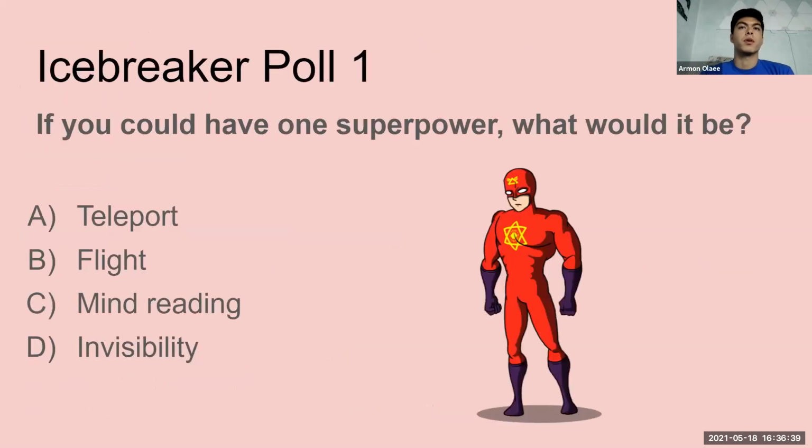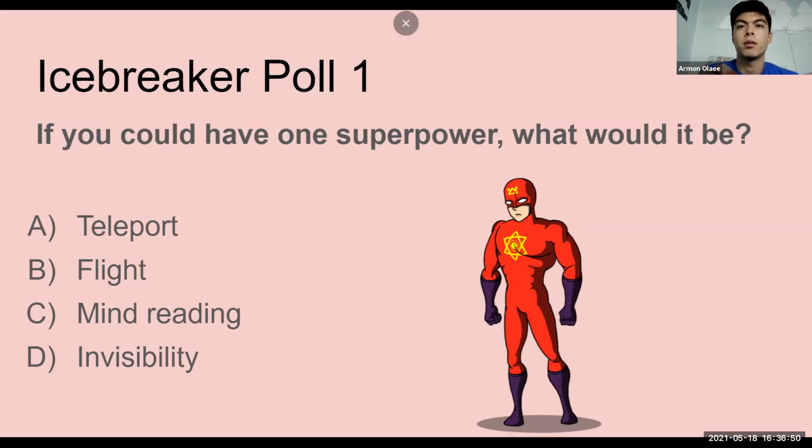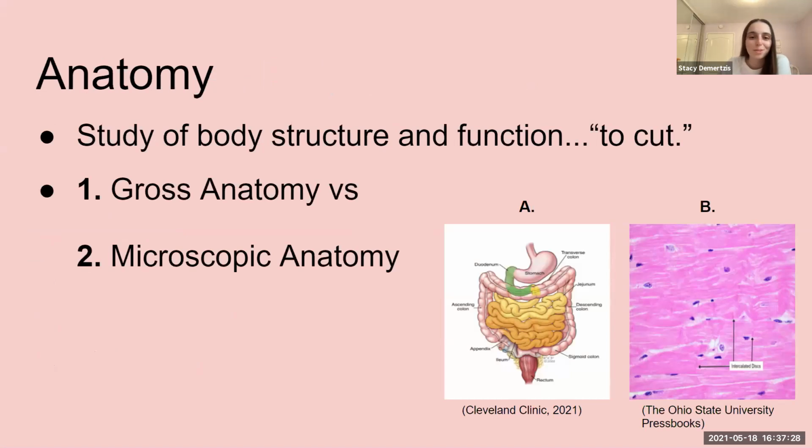To start off, we want to get you used to the polling feature. So we have this icebreaker poll for you to answer. I'll put the poll up right now: if you could have one superpower, what would it be? So I launched the poll. All right, most of you picked teleport. Just to be honest, I would too. That seems like the best one. Especially since I commute to school, it'd be easier to teleport. All right, thank you for answering that poll.